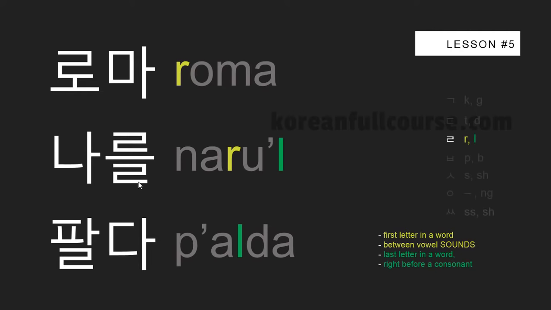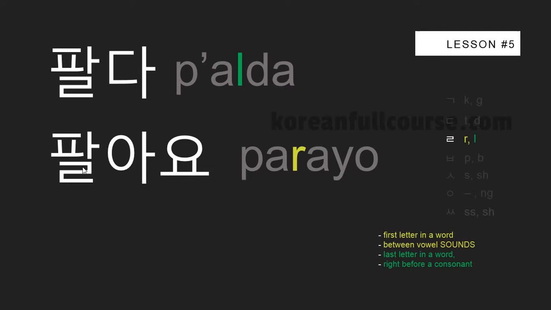First is more close to r, and the second is more close to l. Take a look at these two examples. Here and here, ryul is placed before a consonant, digut and iung. But here ryul is pronounced as r, parayo, because this syllable produces a vowel sound, a. And when ryul is placed between vowel sounds, it's pronounced as r, okay? I hope you're not confused. If you do, please watch this again.